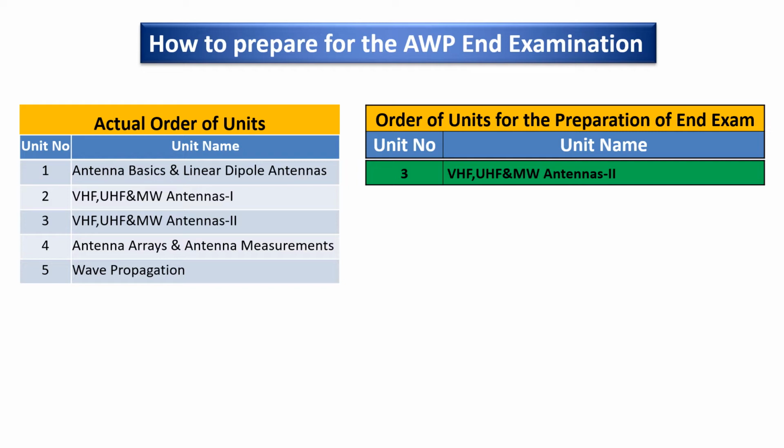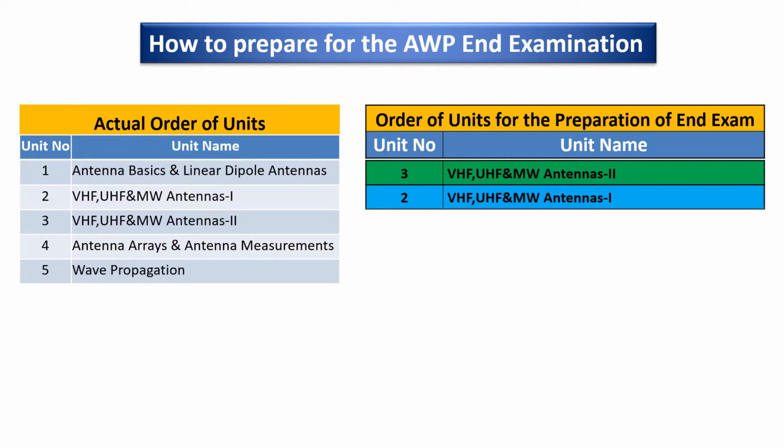Then after this, the next unit that has less content is the second unit, VHF, UHF and microwave antennas part 1. There you have only 4 antennas. So after VHF, UHF and microwave antennas part 2, the next preference we give to the second unit, VHF, UHF and microwave antennas part 1.